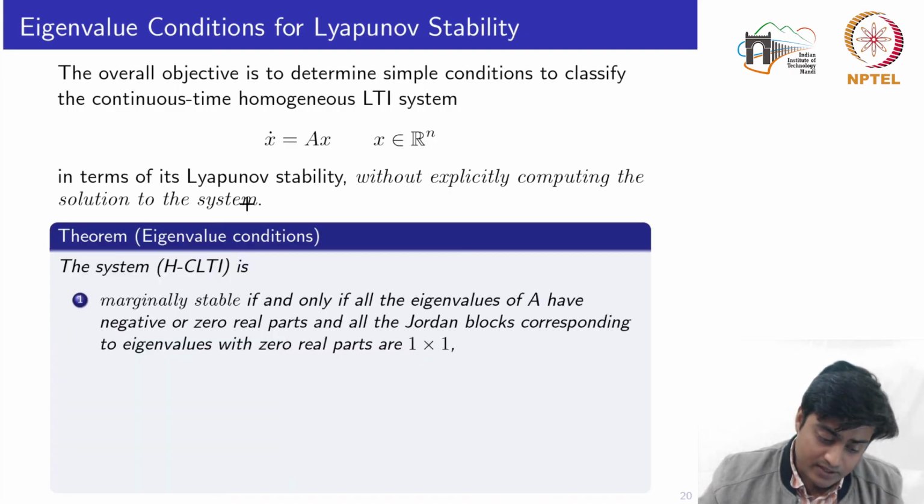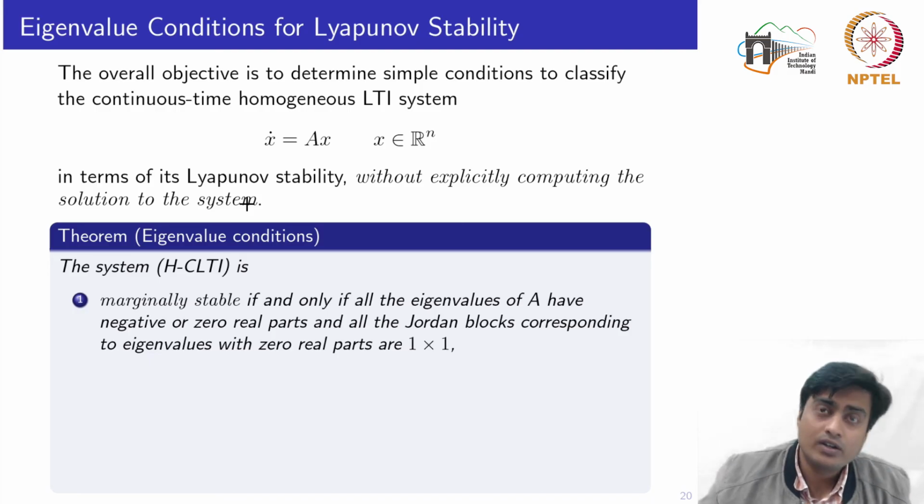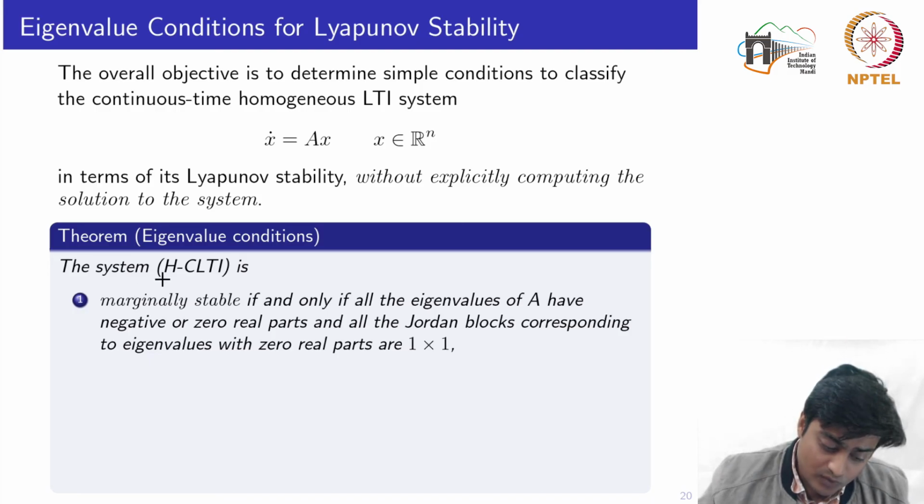This is one of the important results, and possibly you have seen it in your UG control course. A homogeneous continuous time linear time invariant system is marginally stable if and only if all the eigenvalues of A have negative or zero real parts. Now if some of the eigenvalues have zero real parts, then those eigenvalues should be simple eigenvalues or simple roots, meaning there must not be more than one.